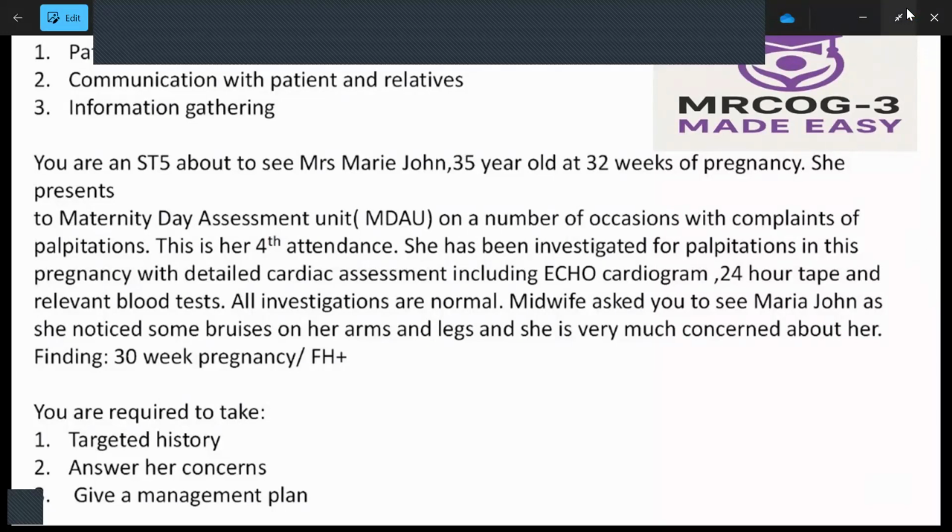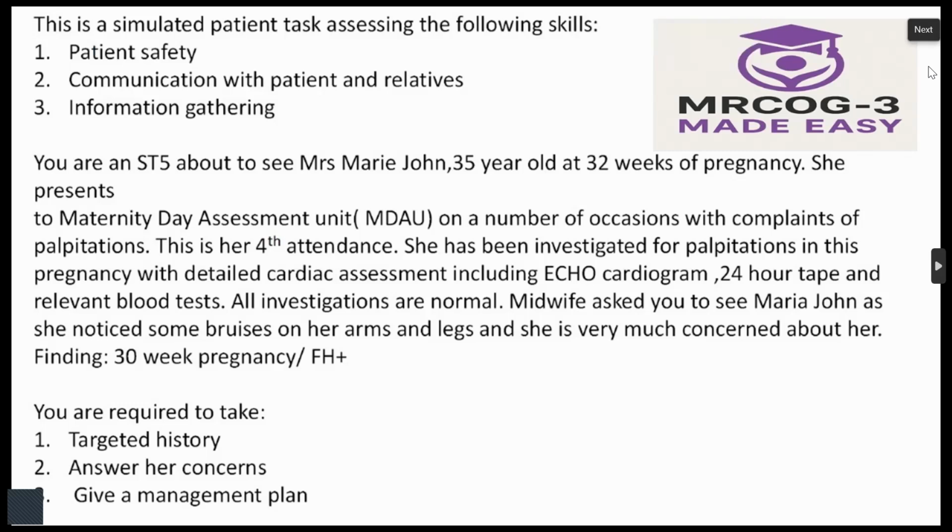All the routine antenatal care you can get from the NICE guideline, and you have to read the antenatal care guideline at least once. You need to know there are two groups, the low risk group and the high risk group. Low risk is managed by midwife-led care, and high risk is managed by consultant-led care.